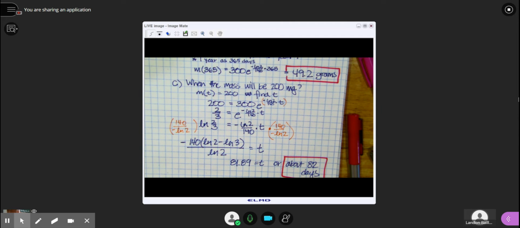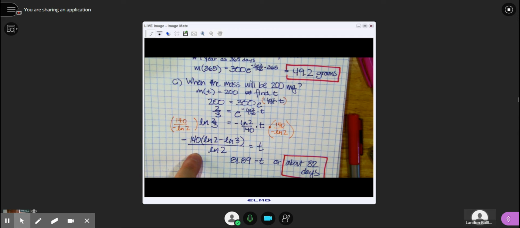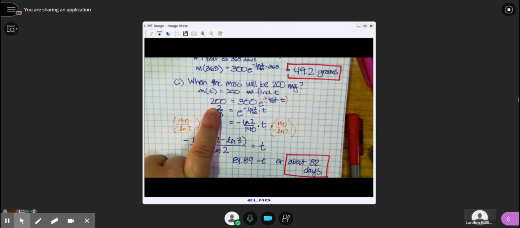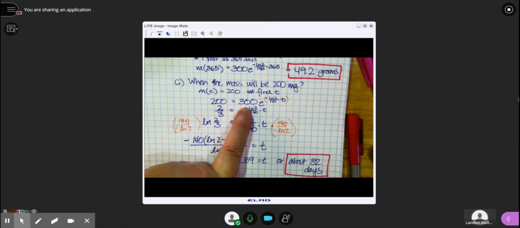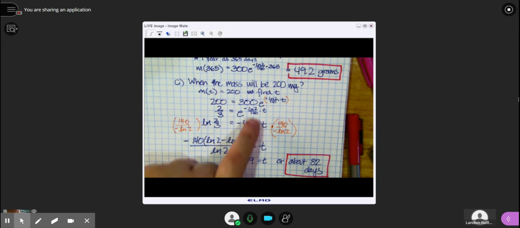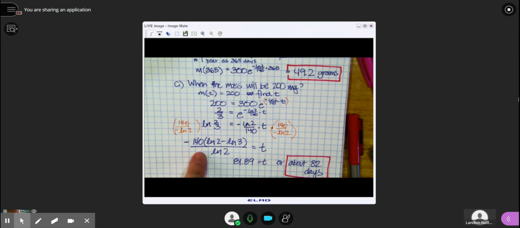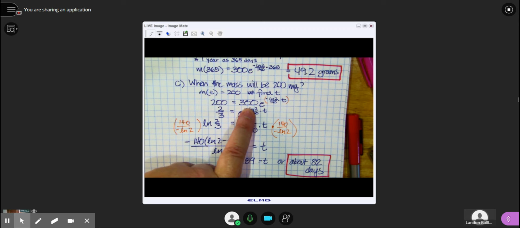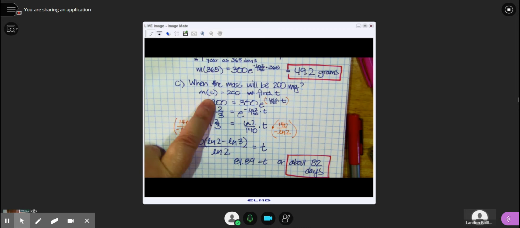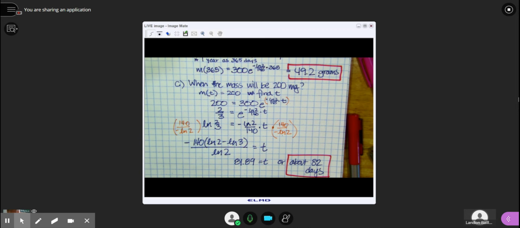Which kind of makes sense, because at 140 days, they should be at 150, half of 300, because 140 is our half-life. So after 140 days, we would have 150 left. So it should take less than 140 days to get to 200, and we got 82. So, okay, I'm all right with that.